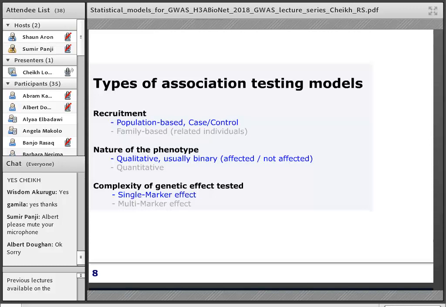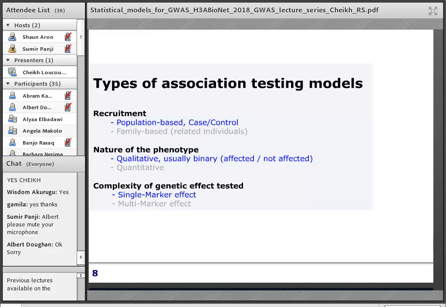So if we start from the very simple design, this is the classical GWAS, where we have population-based recruitment, case-control. We have a qualitative phenotype, which is binary, for example, affected, not affected.